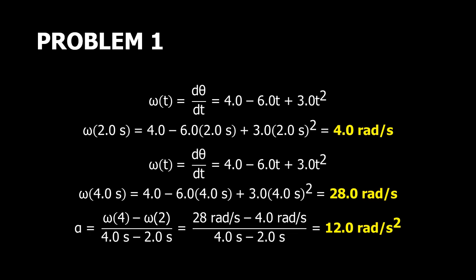This will yield 4.0 radians. So, yan. So, i-substitute lang natin yan parang function sa GenMath. Ayan, ganyan. So, substitute natin. And we affix the SI unit for angular velocity, which is radians per second.